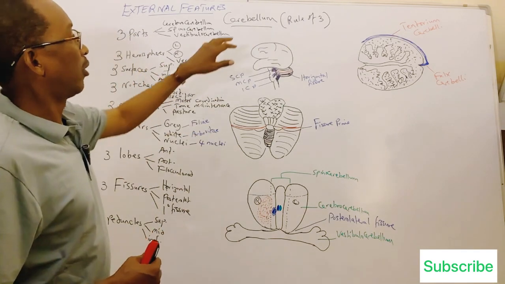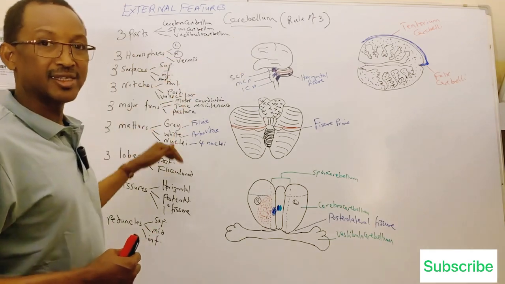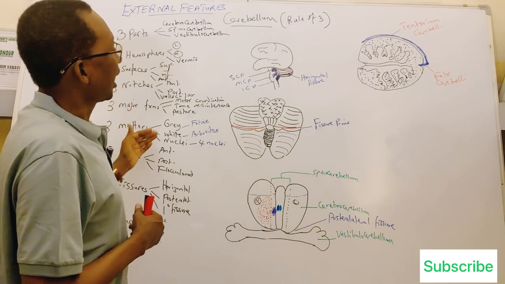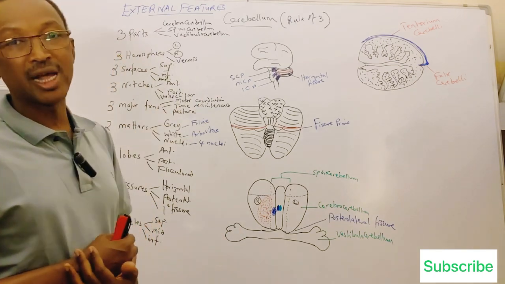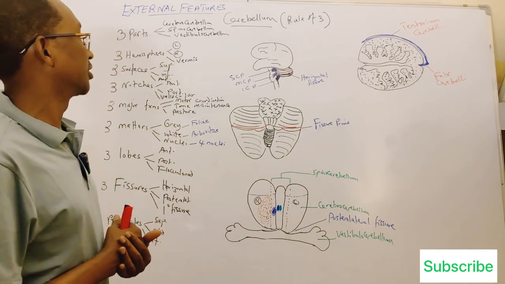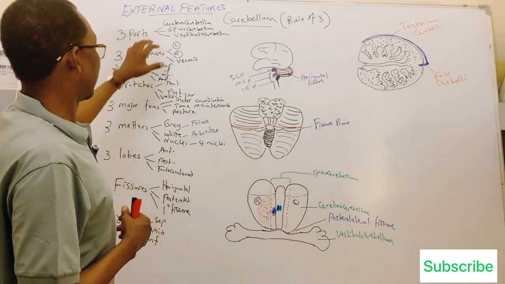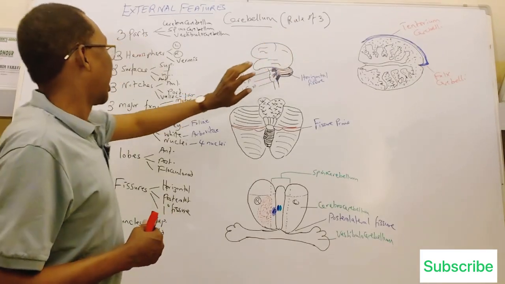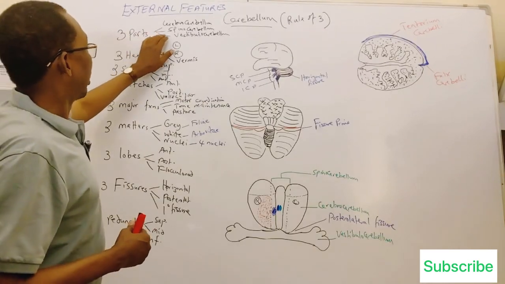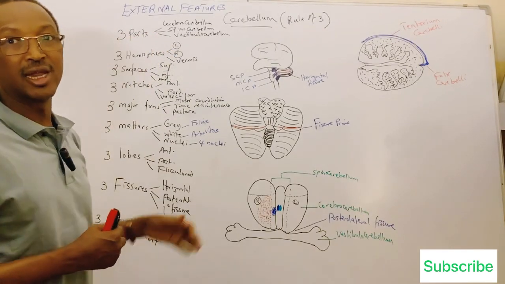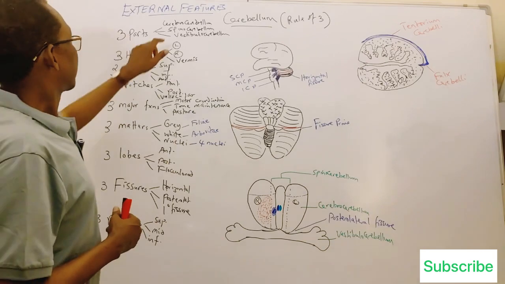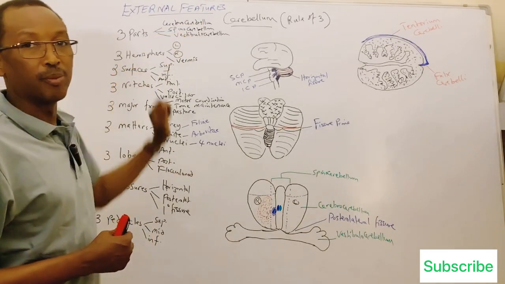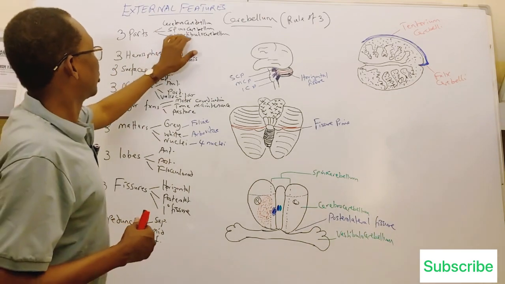So with this rule of 3, I'm going to discuss the external features of the cerebellum, and later on I will also discuss the internal structures of the cerebellum. From the external features of the cerebellum, going by this rule of 3, we can say that cerebellum has 3 functional parts: cerebrocerebellum, spinocerebellum, and vestibulocerebellum.